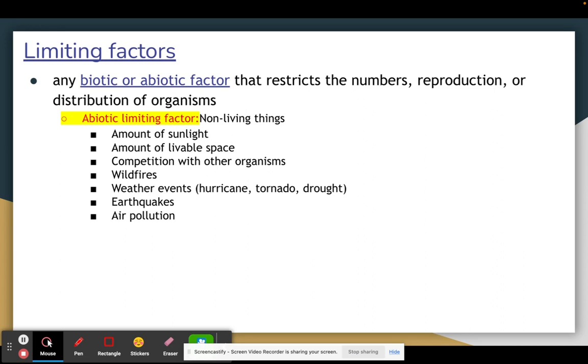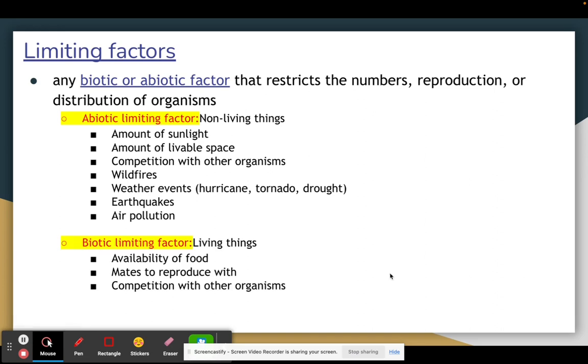Maybe some competition with other organisms, once again, for maybe space or other resources, as well as wildfires that may destroy habitat, other weather events like hurricanes, tornadoes, or a drought, earthquakes, and even air pollution are all examples of abiotic limiting factors. These are non living things that would prohibit a population from continuing to grow.